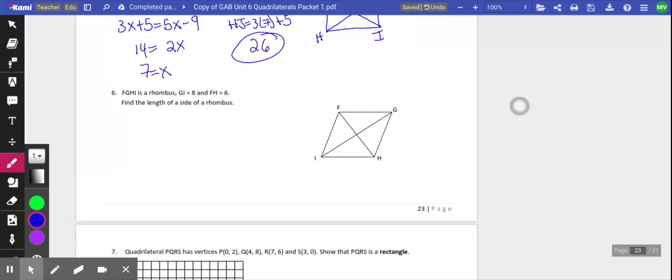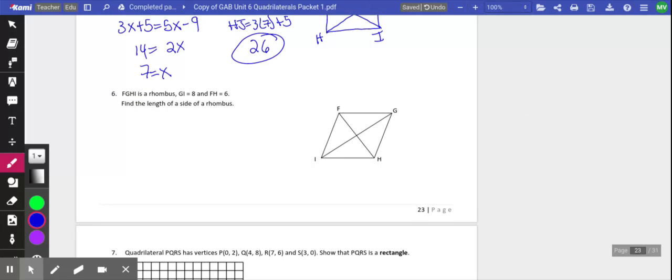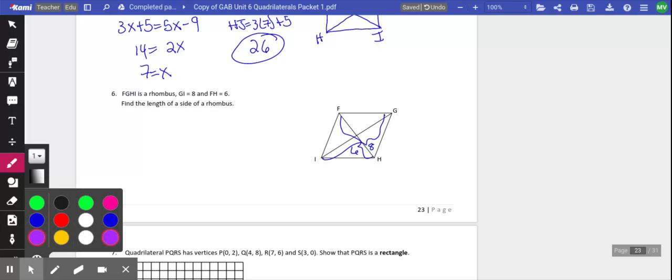So now for number 6, it's telling me FGHI is a rhombus. GI is 8. FH is 6. Find the length of a side of the rhombus. So in order to do that, I need to remember 2 important properties of the diagonals of a rhombus. First is that they form a right angle. They are perpendicular. Second, which is really a property of a parallelogram, is that the diagonals bisect each other.